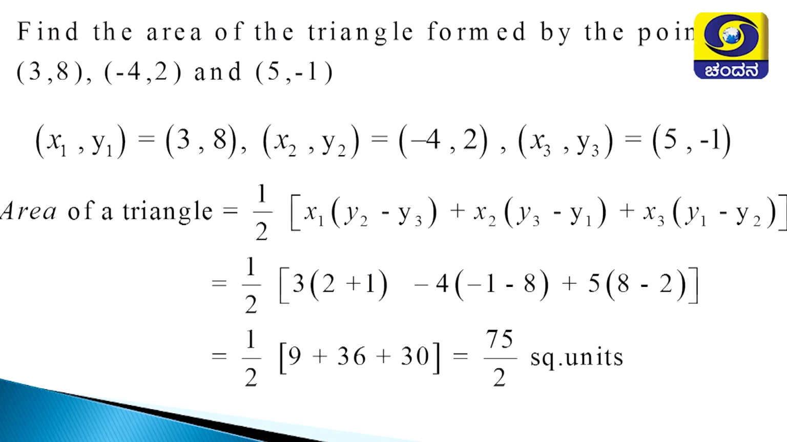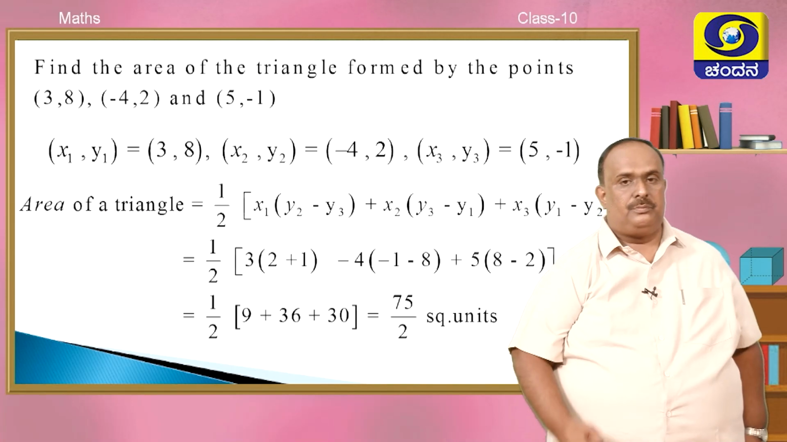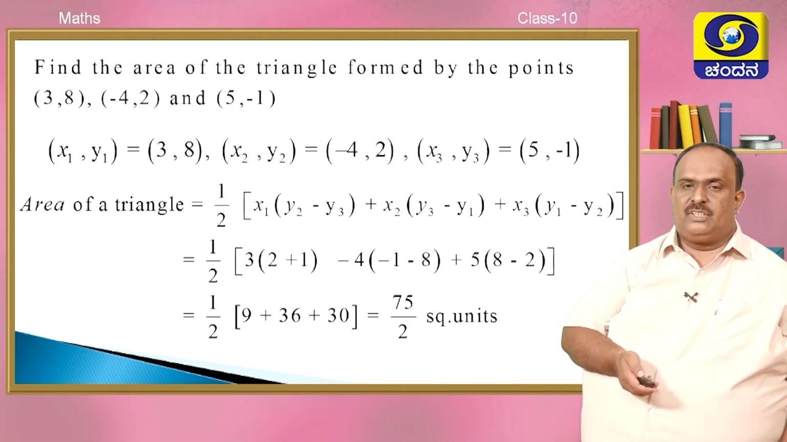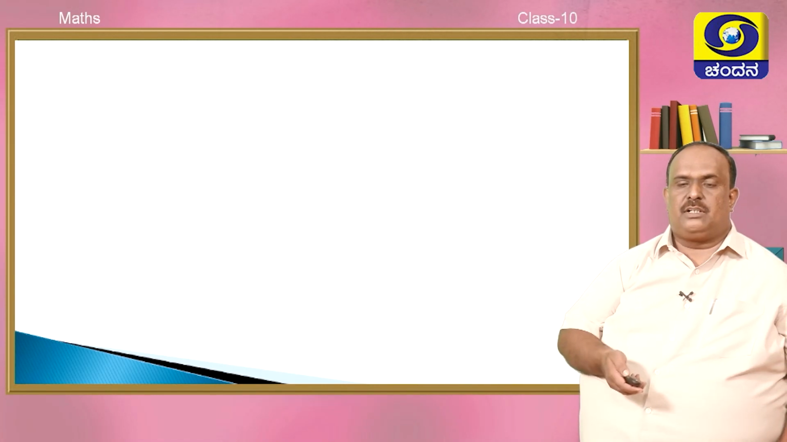3 into 3 is 9. Minus 9 into minus 4 is 36. 5 into 6 is 30. Totally 75 by 2 square units. That is the area of the triangle you have found. Did you understand this? Yes, sir. Next question.